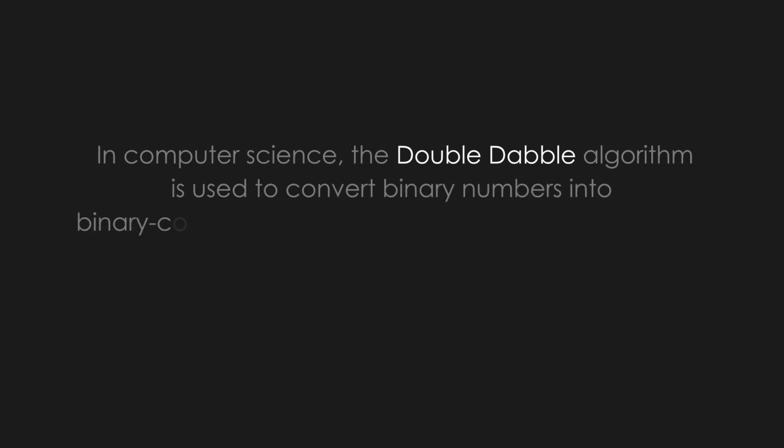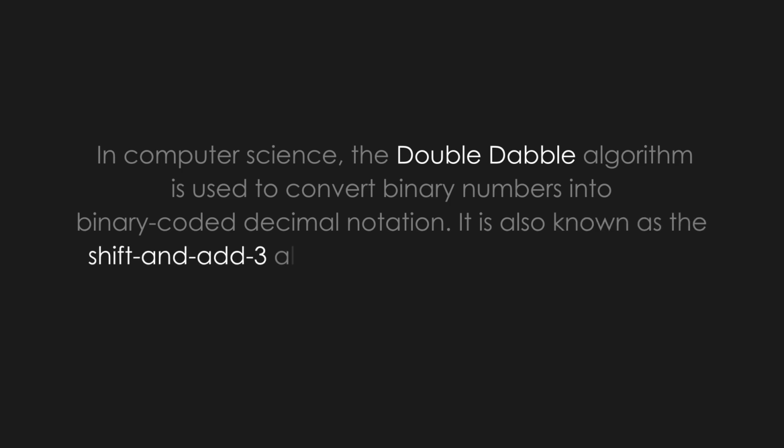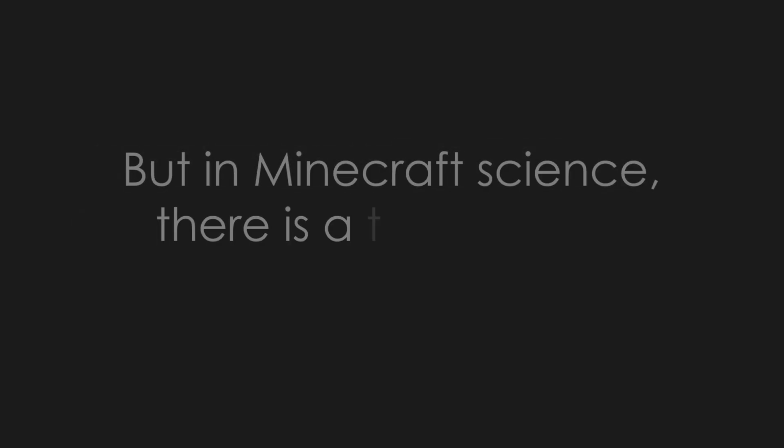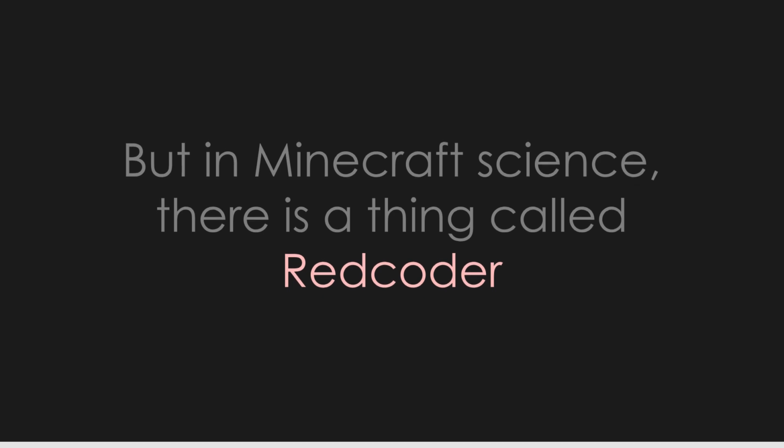In computer science, the double-double algorithm is used to convert binary numbers into binary-coded decimal notation. It is also known as the shift and add 3 algorithm and can be implemented using a small number of gates in computer hardware. But in Minecraft science, there is a thing called Redcoder.